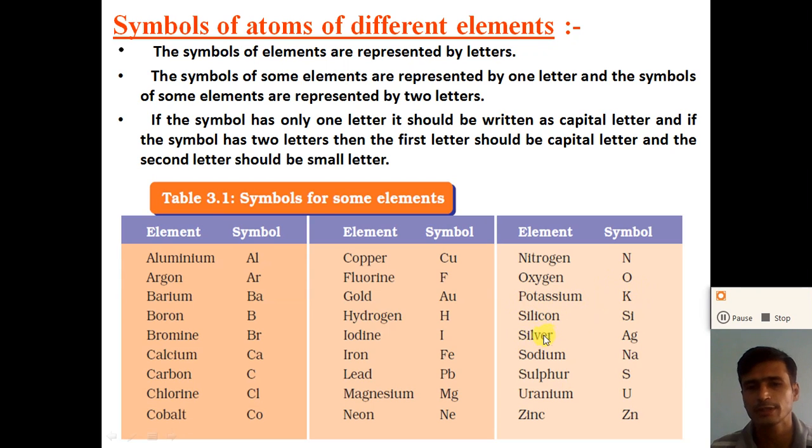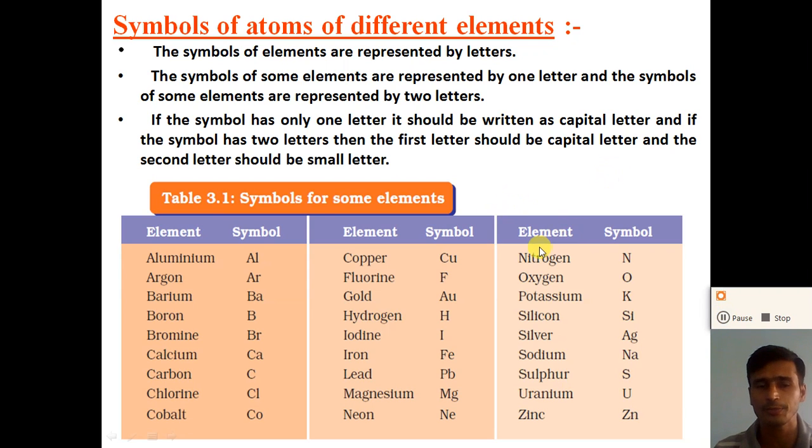The IUPAC symbol of silicon is Si. The IUPAC symbol of silver is Ag. The IUPAC symbol of sodium is Na. The IUPAC symbol of sulfur is S. The IUPAC symbol of uranium is a capital U, and the IUPAC symbol of zinc is Zn. So there are other elements too. In the future you will study more elements and their symbols. All these symbols are taken from IUPAC, so this is called the IUPAC symbol. We cannot change these symbols, right?